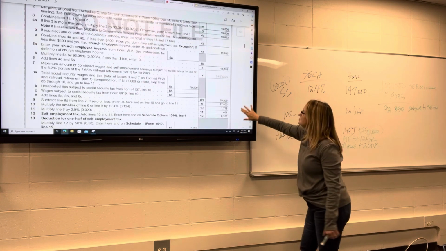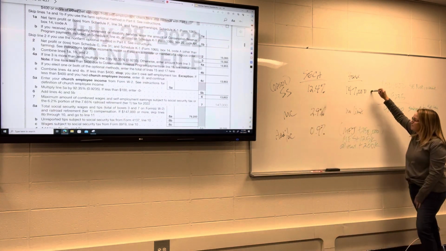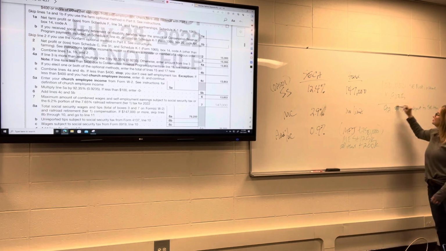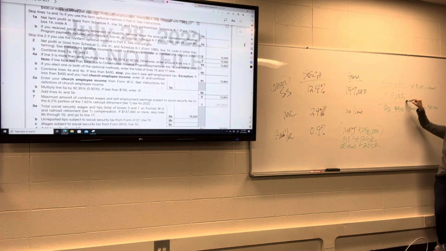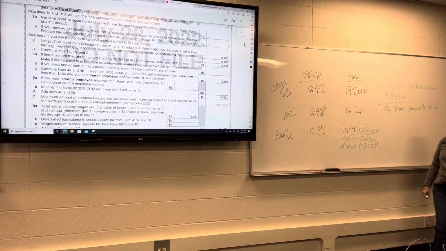The key things to remember with the self-employment tax, again, your base. Don't forget that base, because that can trip you up. And the fact that we get to reduce our net income by 7.65%.